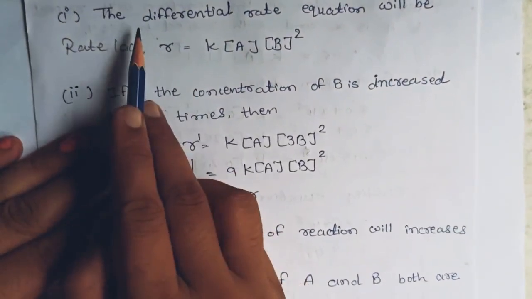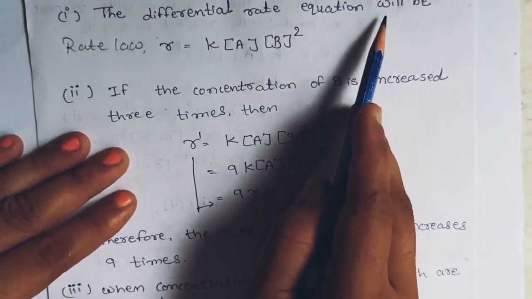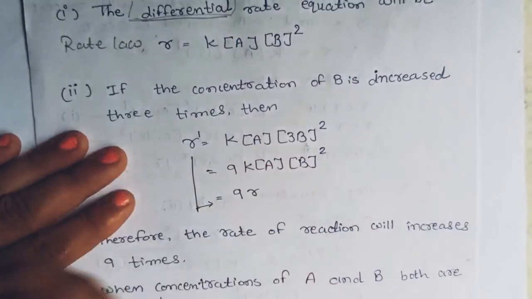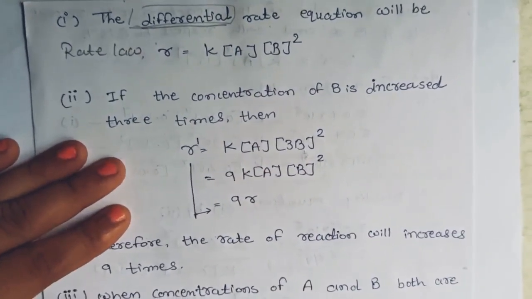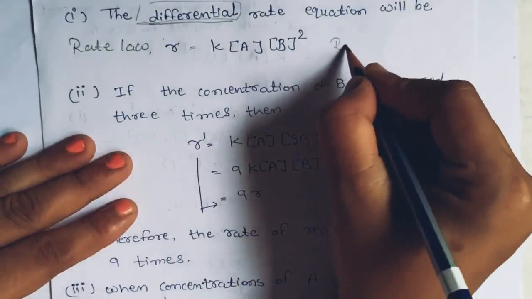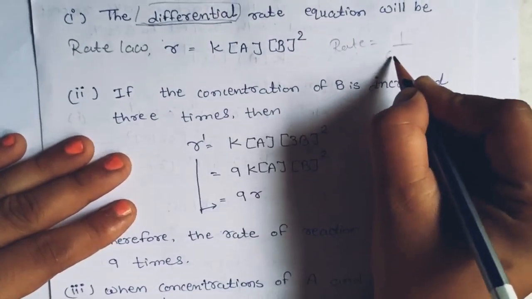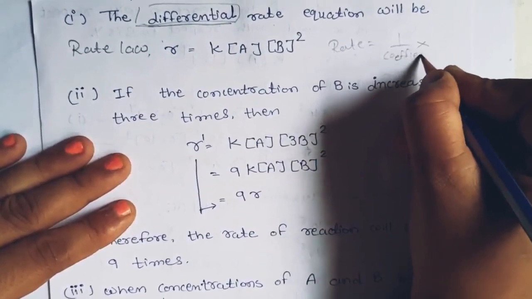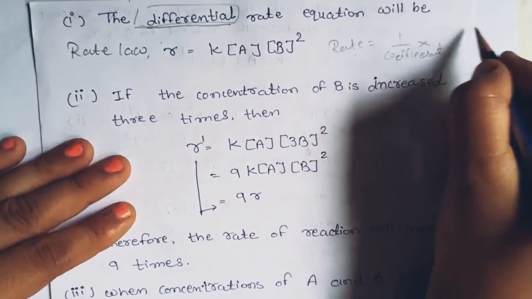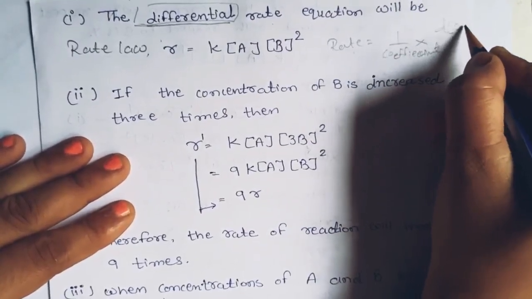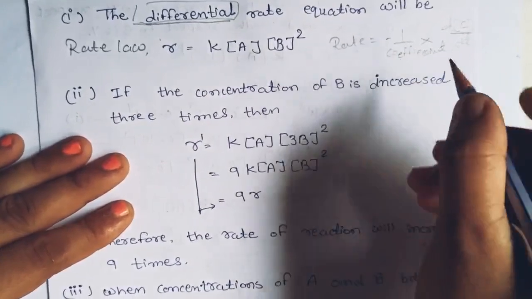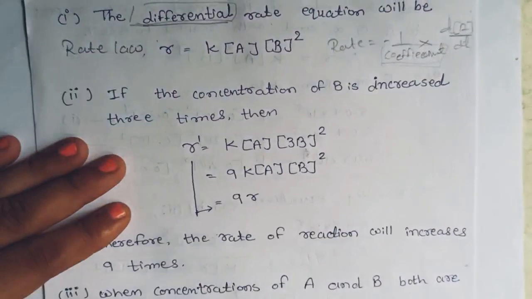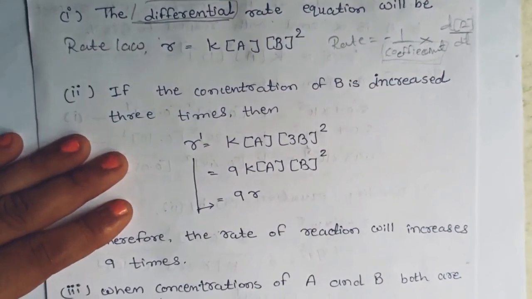Now the differential rate equation, actually you can't write the differential rate equation, because for that you need a reaction. In the differential equation, the rate is equal to 1 by coefficient into the change in the concentration of reactant divided by the time interval. You can write this term, but how do you identify the concentration power? Coefficient and power may not be the same.